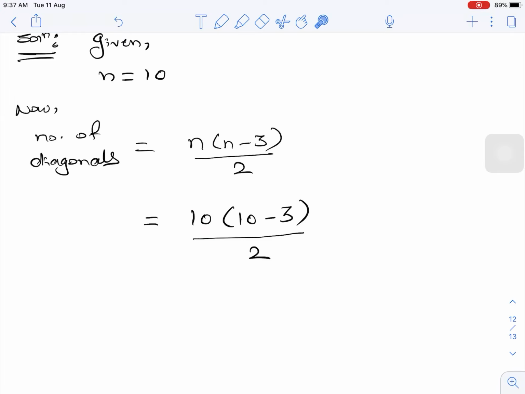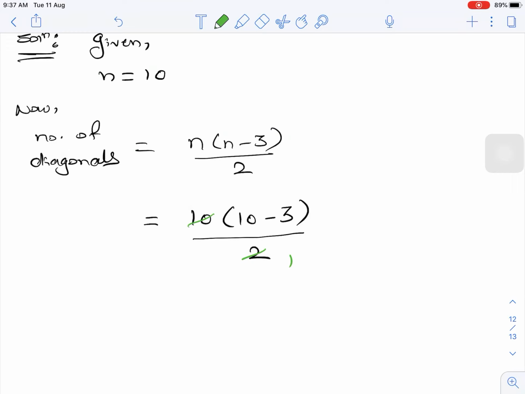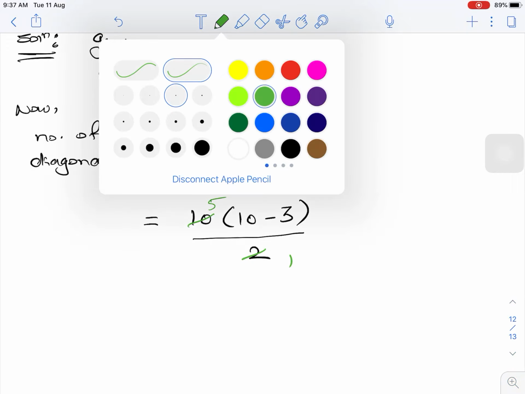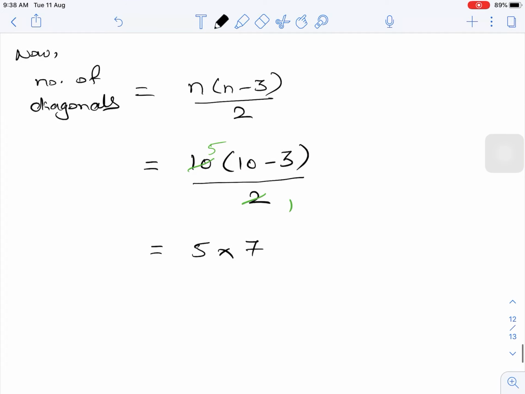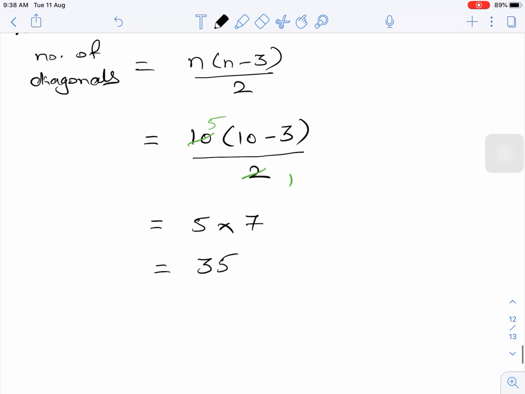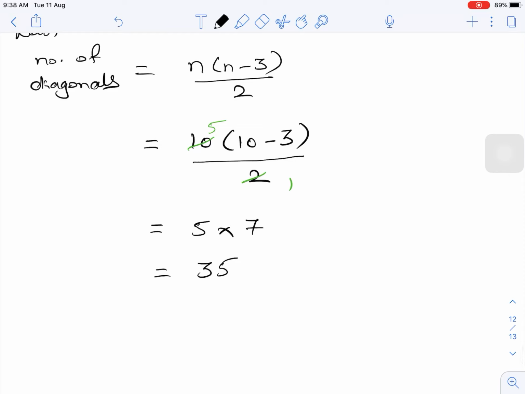Now we can cancel between this 10 and this 2, because 10 is multiplying over here. So 2 ones are 2, 2 fives are 10. Further, we get 5 times (10 minus 3), that is 7. 5 times 7 is 35. So how many diagonals are possible? If there are 10 sides, 35 diagonals are possible. This is our final answer.